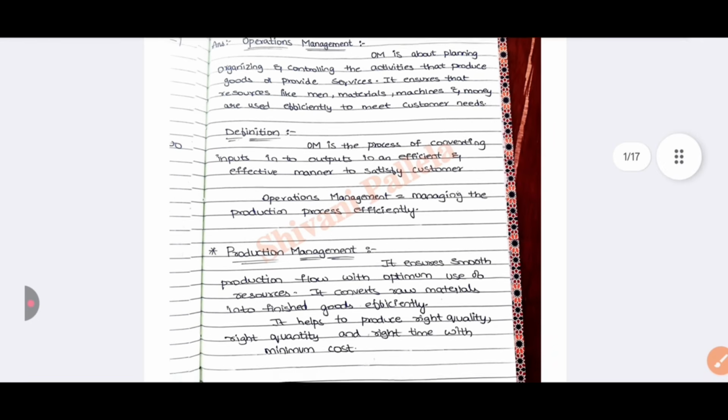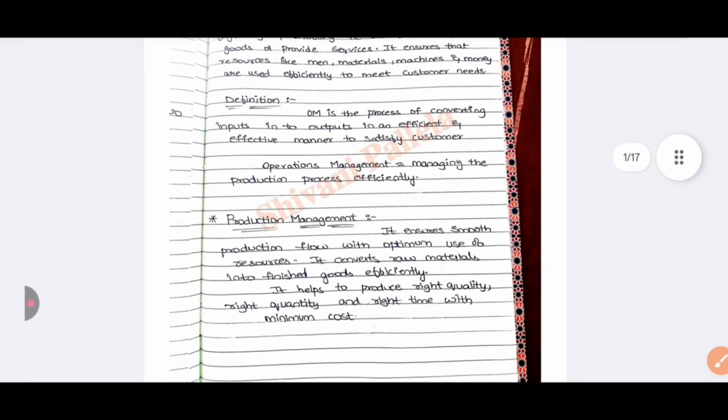Clear? Next one, you need to write about production management. Production management is also equally important. Production management ensures the smooth production flow.